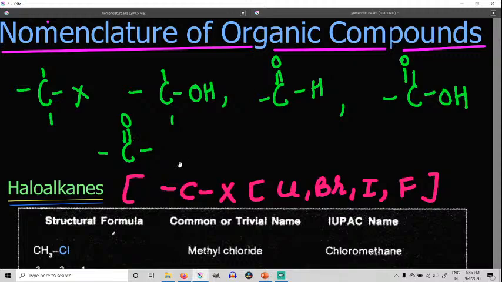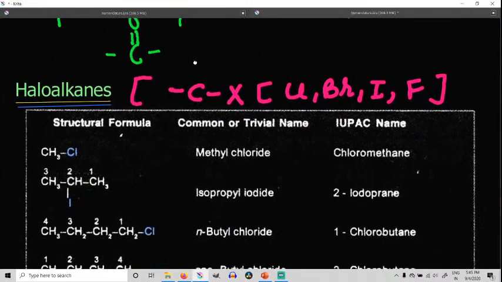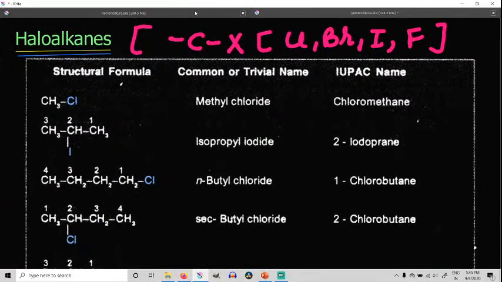So we'll start with the haloalkane. How to give an IUPAC name to a haloalkane? I told you, if it is a haloalkane, it means one of the hydrogen atoms will be substituted with a halogen. Then we get a haloalkane.